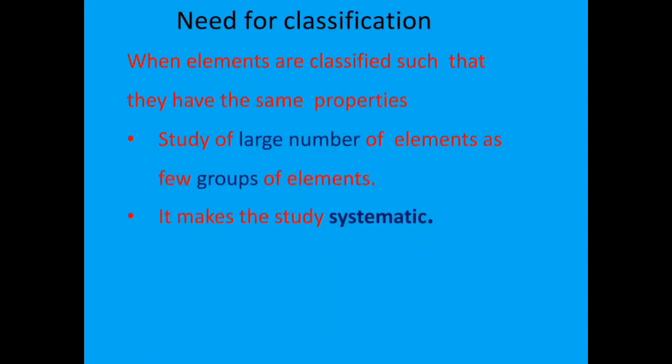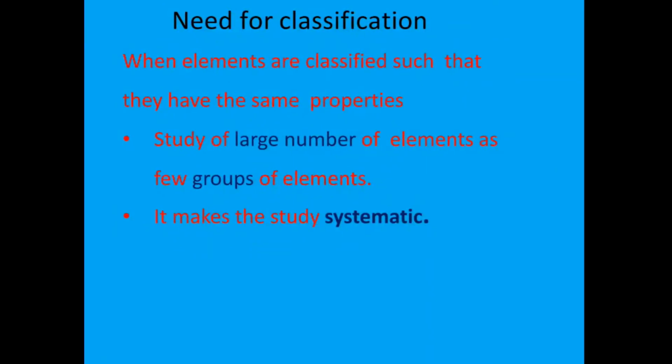Why is there a need for classification? So now we know there are 118 elements till now. If those elements are classified in a well organized way, it will be very easy to systematically study them. If you arrange them in a certain sort of order, that will give an idea about their chemical properties, and how they are going to react with other elements.